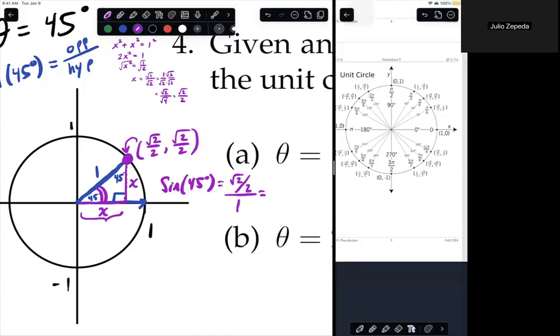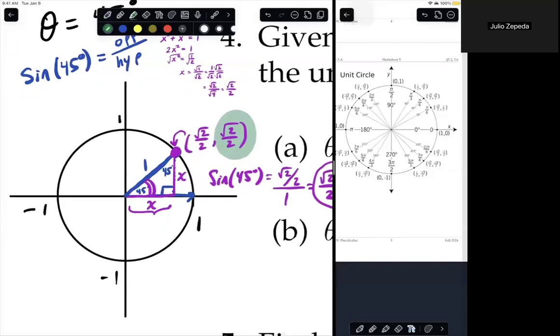And if I divide those 2 numbers, any number divided by 1 is just itself. The sine of the angle theta ends up being just this vertical value here, which is the square root of 2 over 2. That number there.